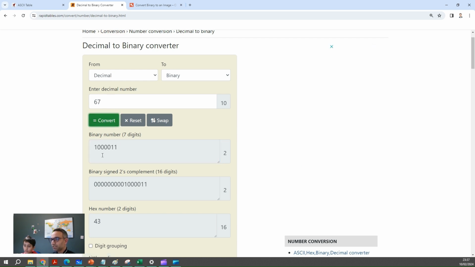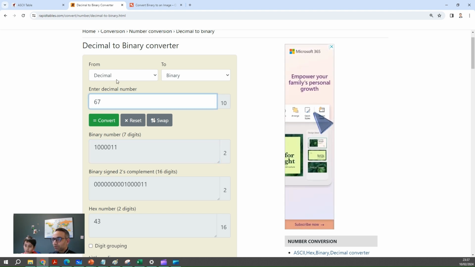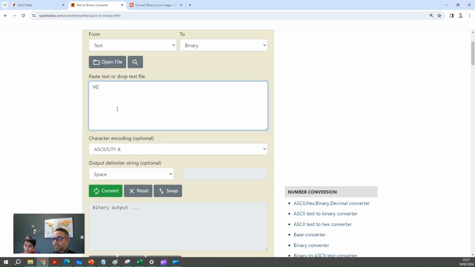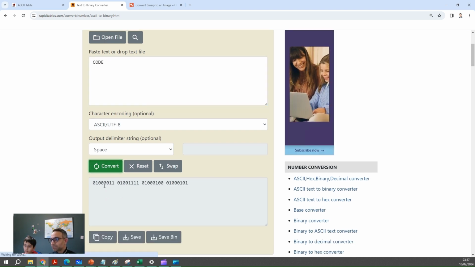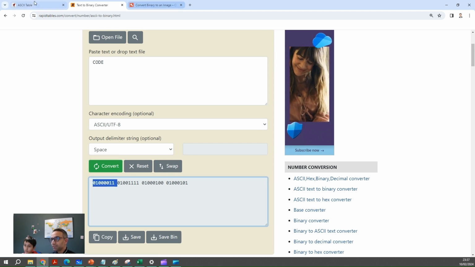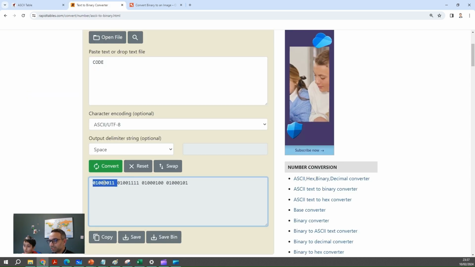when I convert it, you can see this is the binary number which I get. Now if I want to write a text, CODE, look, C is the same as 67 in our ASCII table. So this is how it is converted.